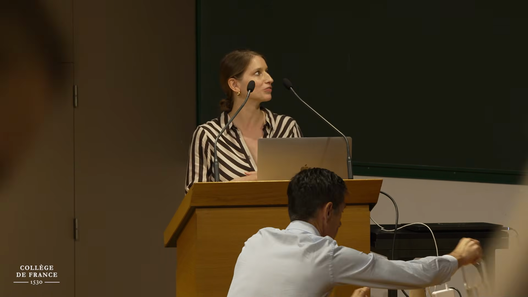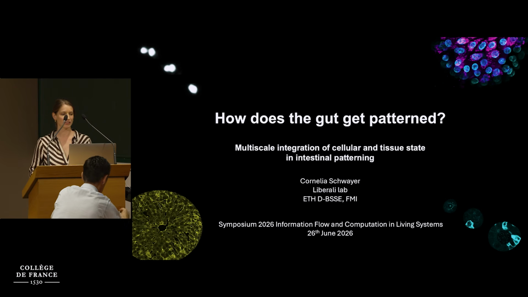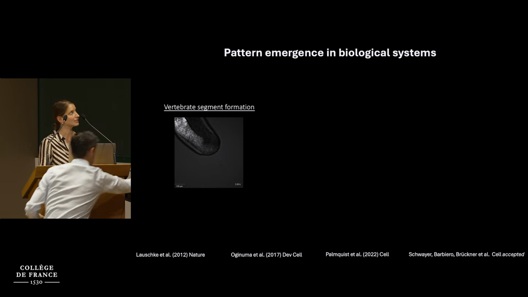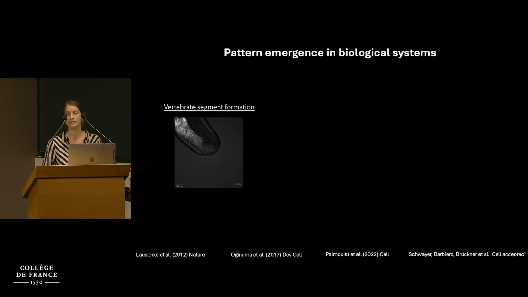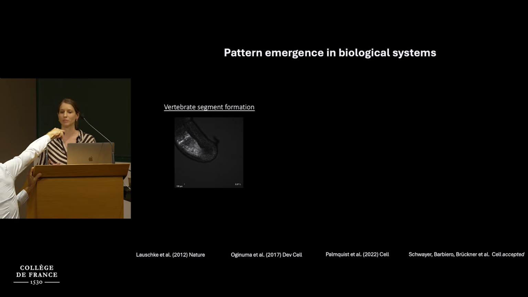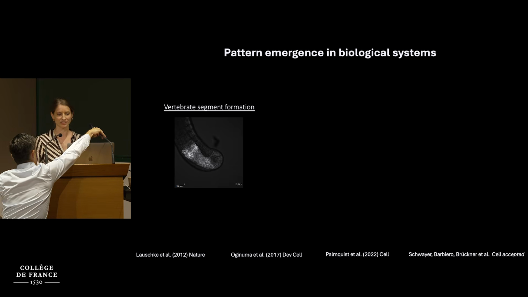It is a great pleasure for me to be here today and to tell you about how the gut gets patterned. Thanks Edouard, you already gave a lot of introduction into many concepts that I will also talk about, and specifically also how emergence can arise through patterning processes. In general, this can be observed in many different biological systems in development or regeneration, where for instance, in vertebrates, you have a very important stage in development where the segment formation comes through phases.